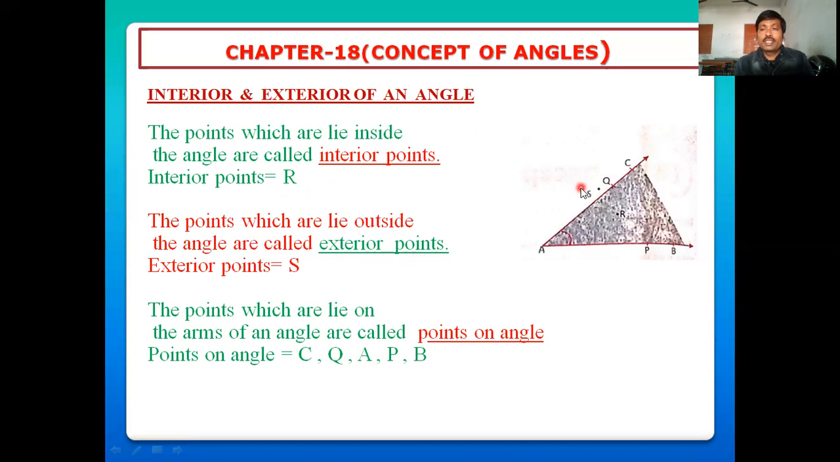Here we see X is the exterior point, and the points which lie on the arms of the angle are called points on the angle. Here C, Q, A, P, and B are the points on the angle. Suppose here is another point T. Where is the T point? T is a point in the interior of this angle, so this is an interior point. In this way we can identify the interior points, exterior points, and points on the angle.